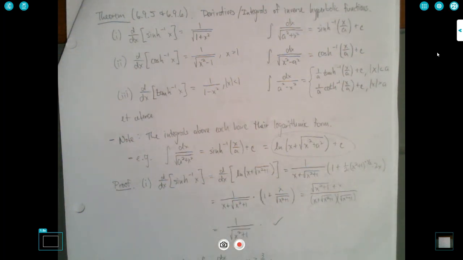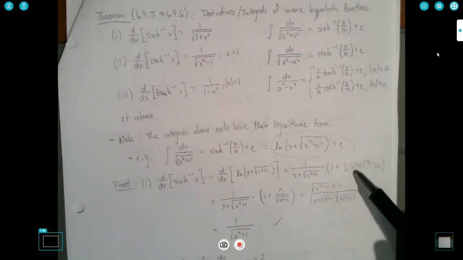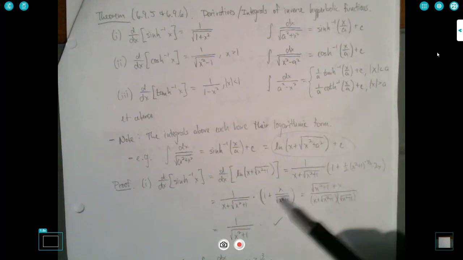We can simplify that a little. The 2 will cancel the 1/2, right? This x squared plus 1 to the negative 1/2 becomes a square root of x squared plus 1 in the denominator. This x ends up in the numerator.